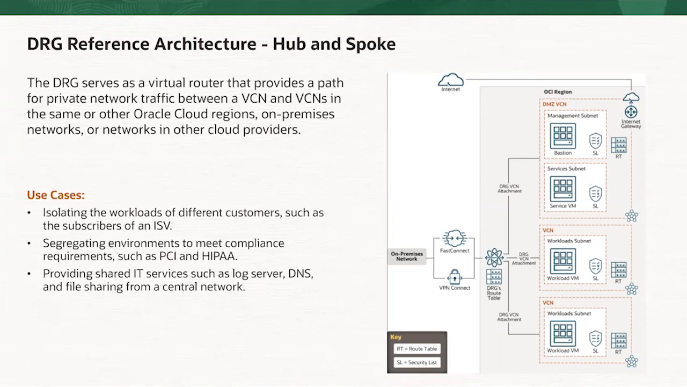Some of the use cases of using the DRG, the new functionality added to the DRG, is setting up separate development and production environments, isolating the workloads of different customers, such as subscribers of an ISP, providing shared IT services to your end customer VCNs, and segregating environments to meet compliance requirements such as PCI and HIPAA.